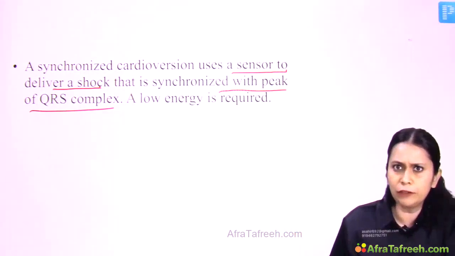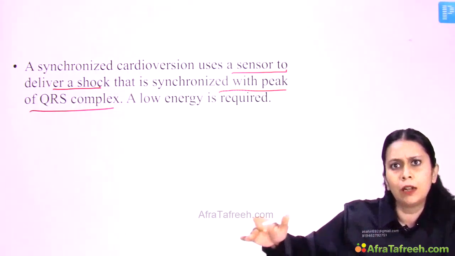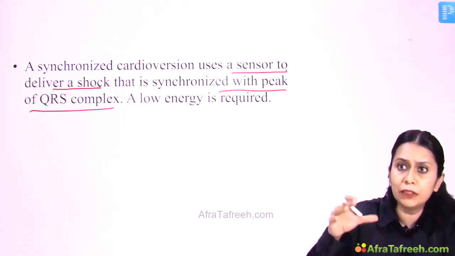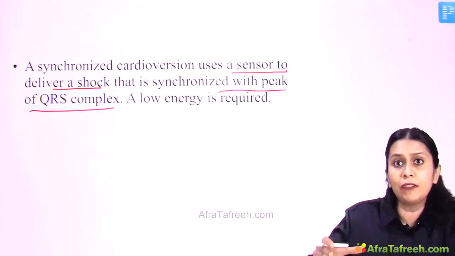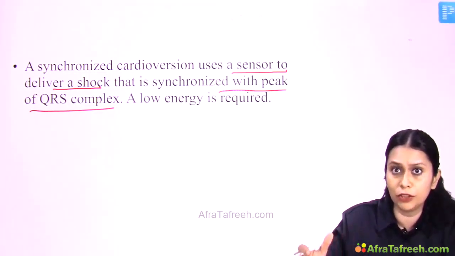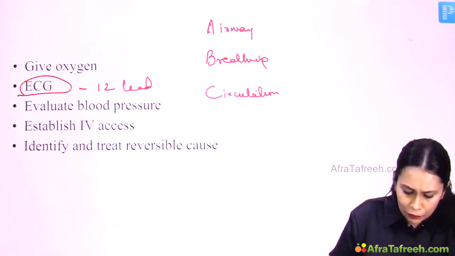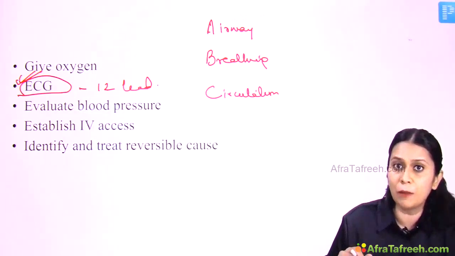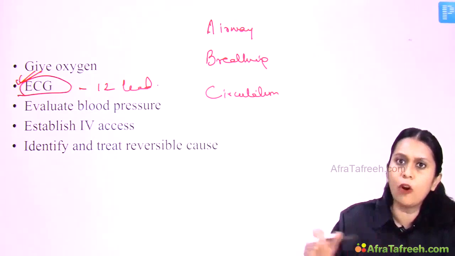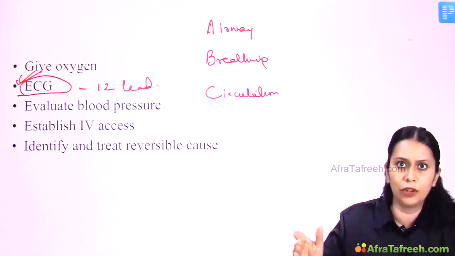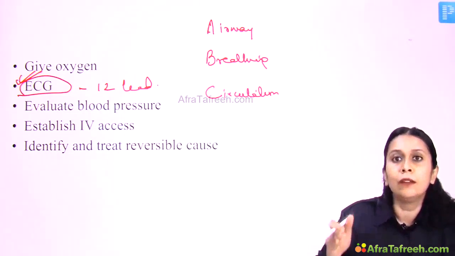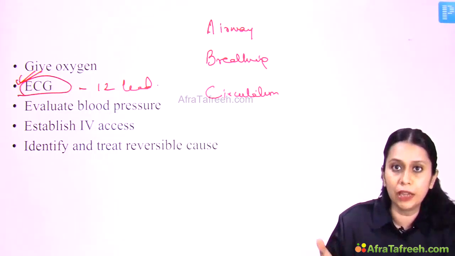Now, for different types of tachyarrhythmia, which I will tell you how to recognize further on, we have different energy levels for cardioversion. Different tachyarrhythmias require different energy levels for cardioversion. That's why we are saying that you need to do a 12-lead ECG as soon as possible to try to recognize the rhythm which is causing the tachyarrhythmia. Though the management of all unstable tachyarrhythmia is cardioversion, depending upon the type of tachyarrhythmia, we will give the energy level to the patient accordingly.